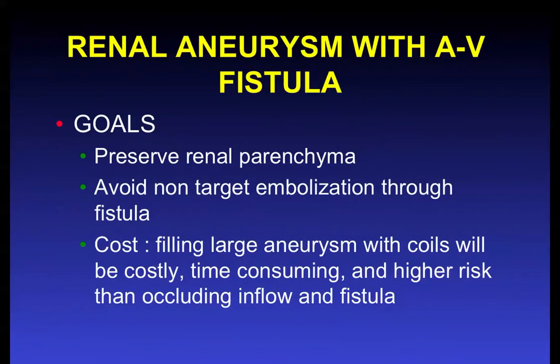So our goals here are to preserve the renal parenchyma as much as possible. We want to avoid non-target embolization through the fistula, so we don't have to go fishing in the lungs for coils. And we really want to consider cost here as well, because if we need to pack that entire big saccular aneurysm with coils, that's going to take a lot of coils. It's going to be expensive. And I think it's also higher risk because it's more manipulation inside the aneurysm sac. It's higher risk of rupture of the aneurysm, and probably also higher risk of infection with multiple more foreign bodies being put into the patient.